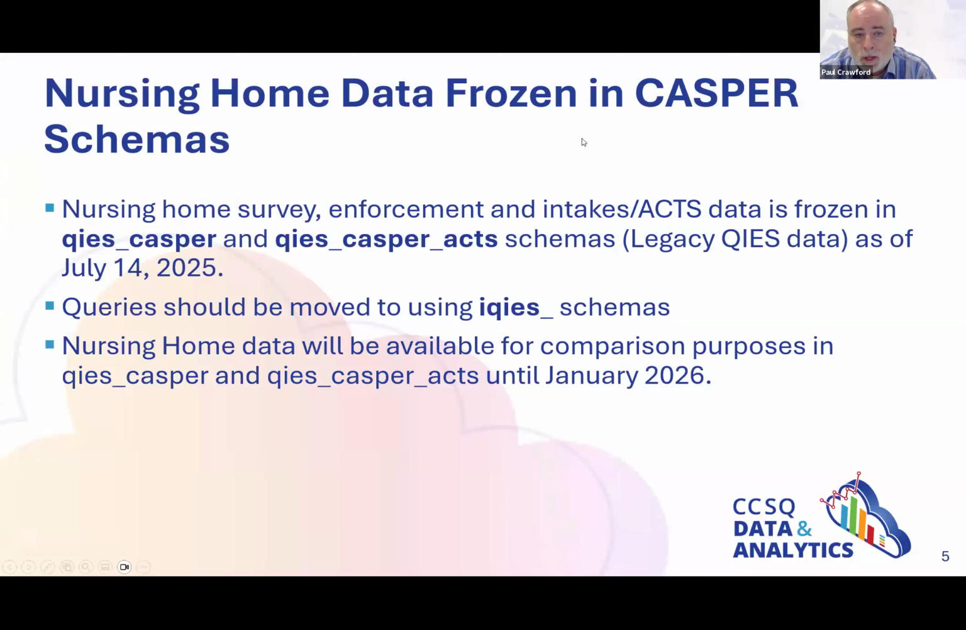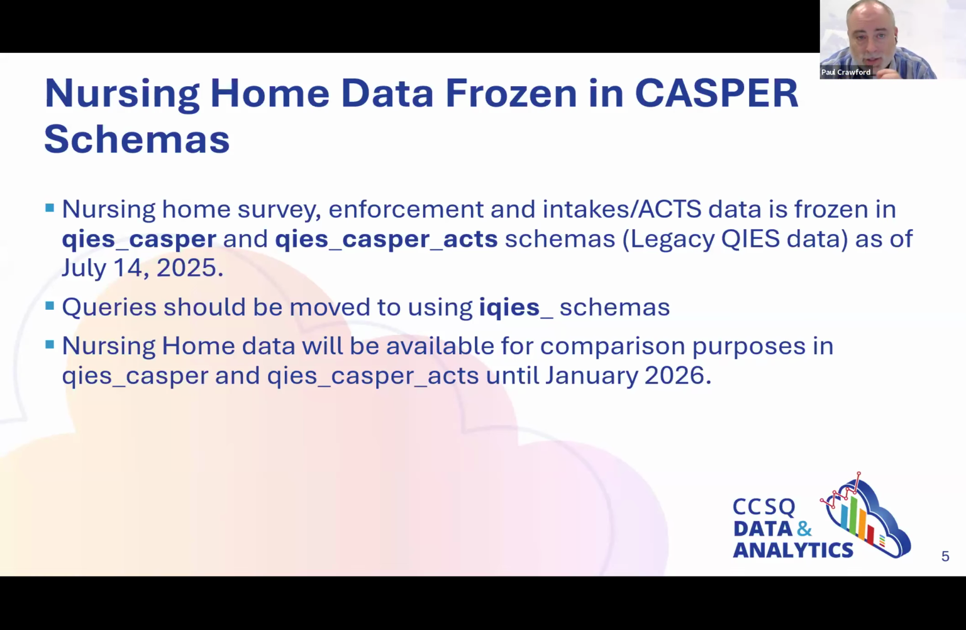Last month, we migrated all of the data related to nursing homes, surveys, enforcements, intakes. All of that data is now frozen in the keys databases, so the keys Casper and keys Casper Act schemas. There is data up through July 14th. There may be some small things that do slide through as we still have those data sets actively being updated on a daily basis. And every once in a while, something gets put in through Aspen that then will get put back into iKeys.